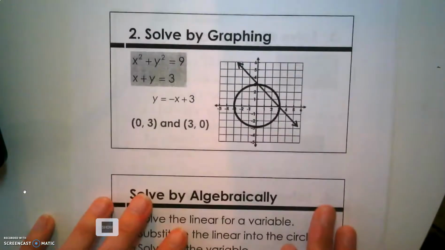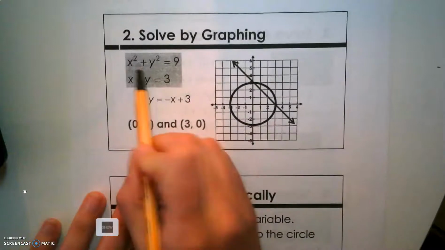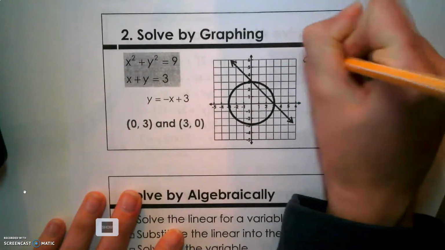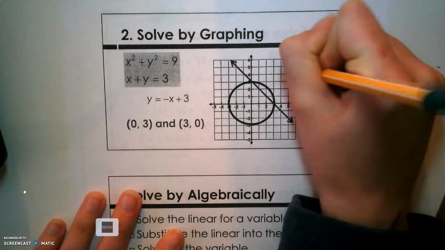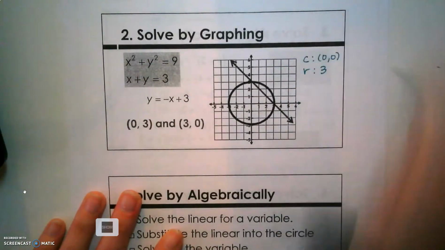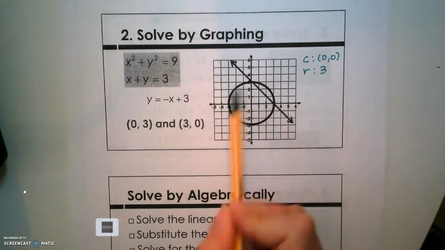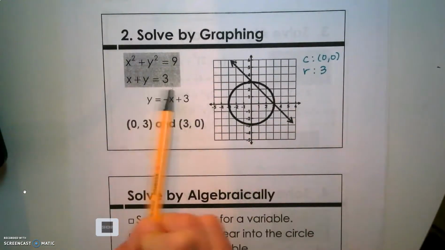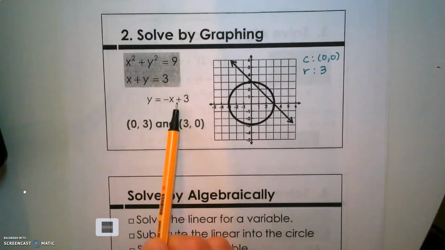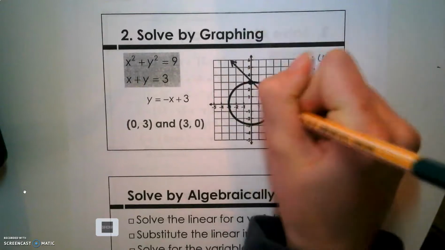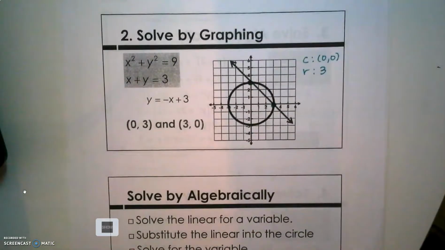Another graphing example. Again, we can graph this standard equation of a circle. We know that center is going to be at 0, 0, and our radius is 3. So if that's the case, we can graph this circle. We cannot graph this line until it's in slope-intercept form. And when we graph them, it cuts through our circle twice, so we have 2 sets of intersections.